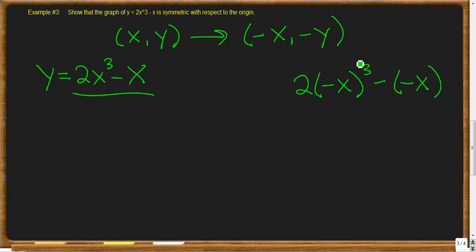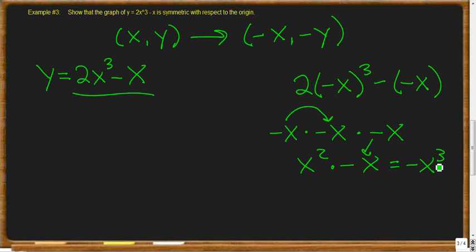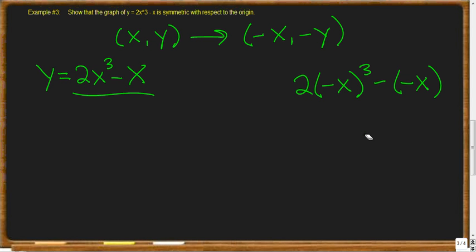So if I cube a negative x, what happens? I've got a negative x times a negative x times a negative x. Negative x times negative x is going to end up being a positive x squared. And if I multiply that by this negative x, which I brought down, I end up with negative x cubed. So I actually end up with the opposite there. So this ends up being 2 times negative x cubed.